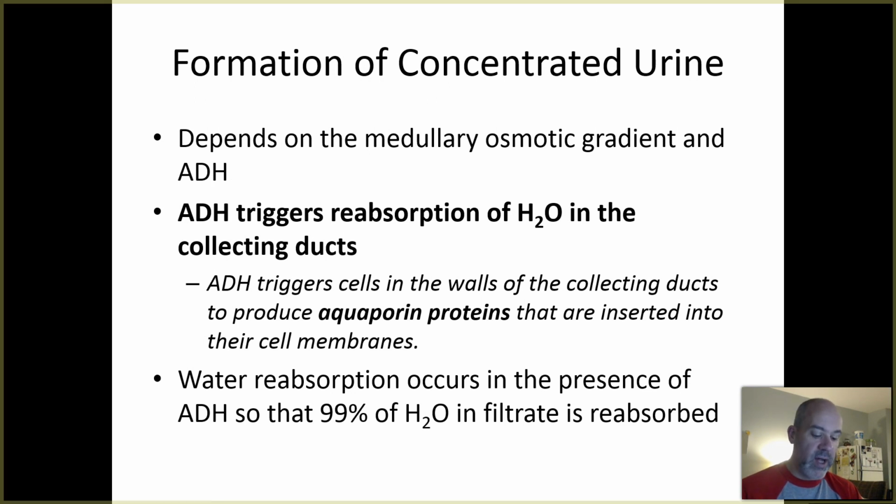Now, formation of concentrated urine depends on that gradient that we set up, and also on ADH. This ADH hormone triggers water to flow across the walls of the collecting ducts and into the surrounding tissue fluids. The way that works, ADH, what it does, it triggers the cells that form the walls of the collecting ducts.